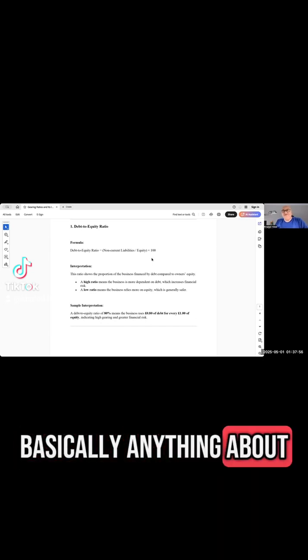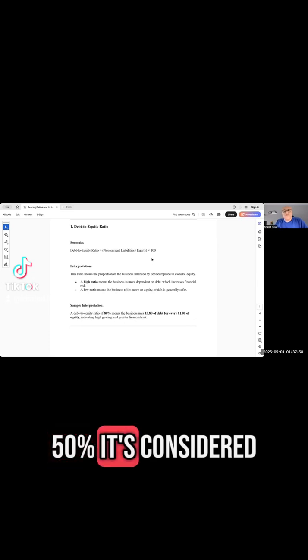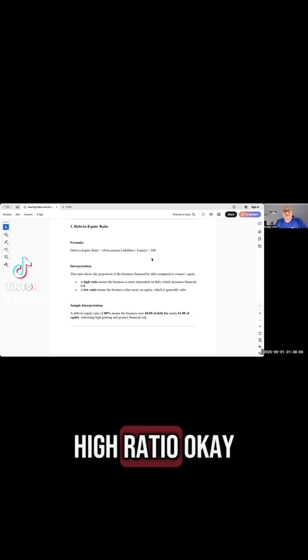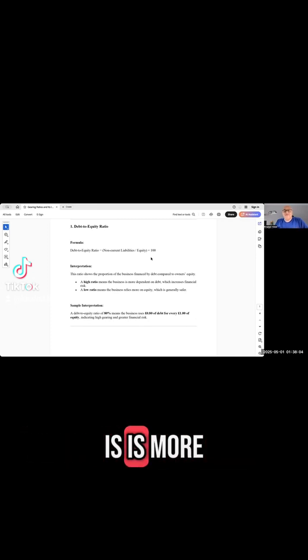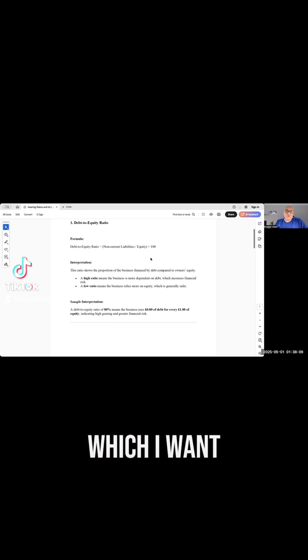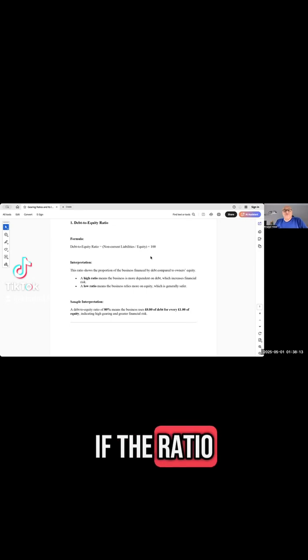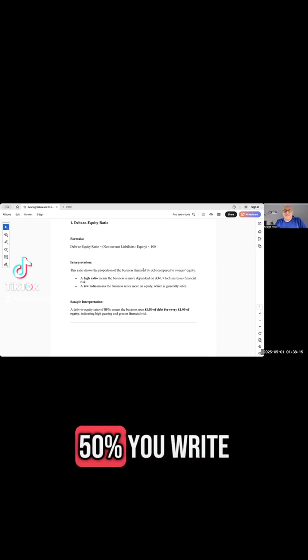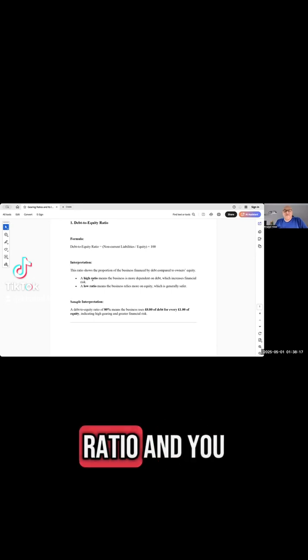Basically, anything above 50%, it's considered to be a high ratio, okay? Which means that the company is more dependent on debt. So the interpretation, which I want you to write in the exam, if the ratio shows more than 50%, you write it's a high ratio.